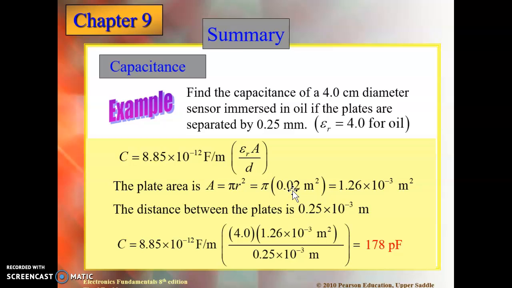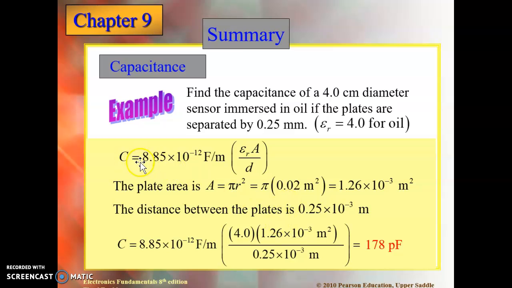Find the capacitance of a 4 centimeter diameter sensor immersed in oil if the plates are separated by 0.25 millimeters. They give us the dielectric constant to be 4.0 for oil. In this example, we have the diameter of the plates and the separation. The dielectric is whatever the environment of the capacitor is. In this case, it is oil.